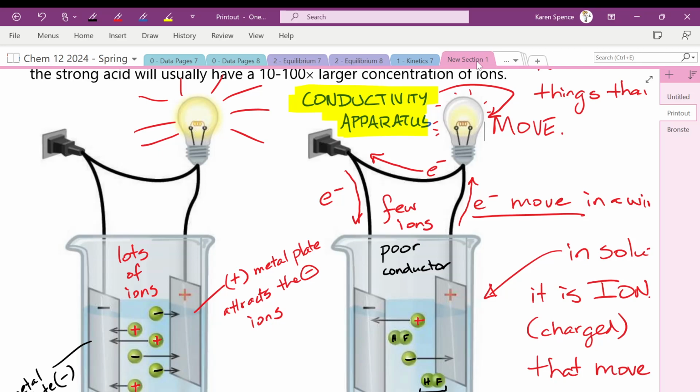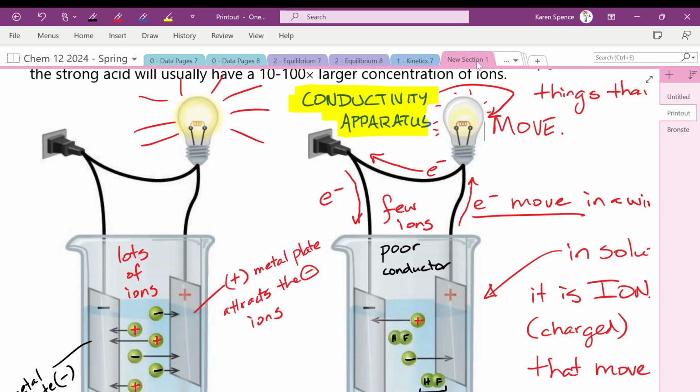Ready? Oh, 10 times less concentrated. It is still brighter than the acetic acid that is 10 times more concentrated than this one. Okay?